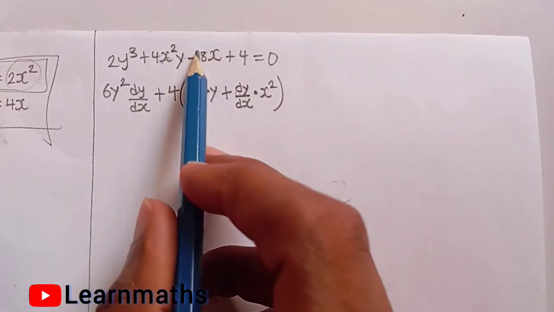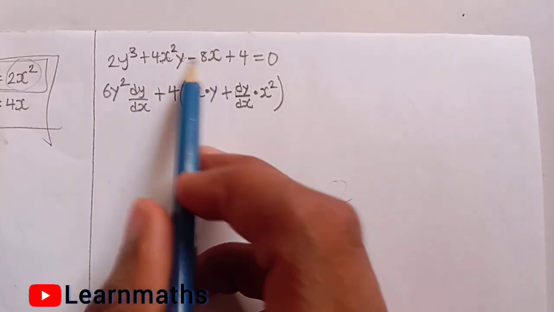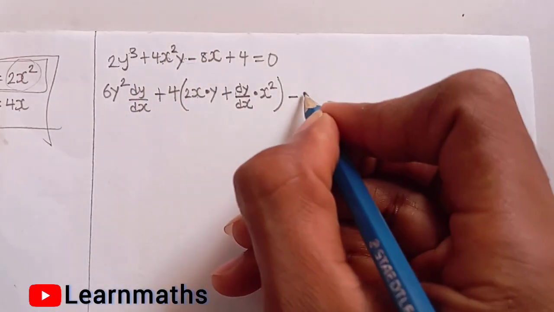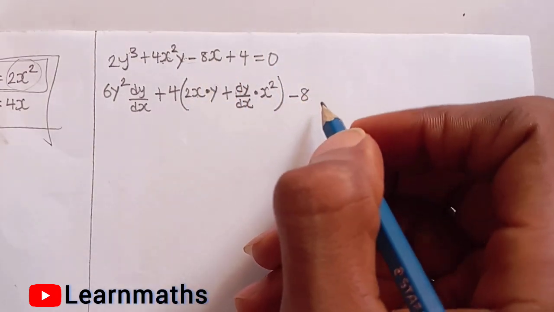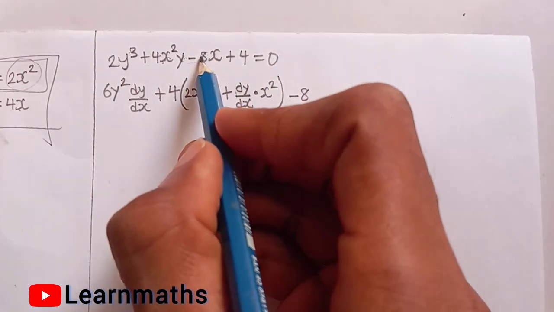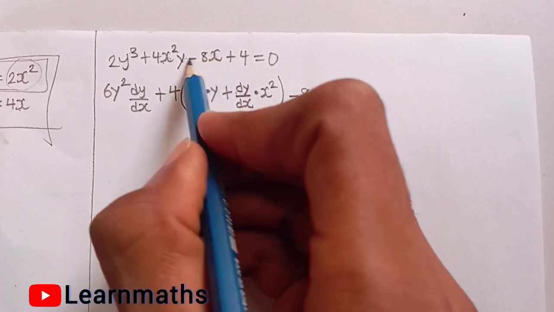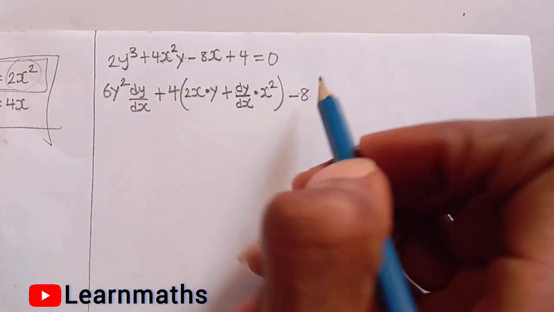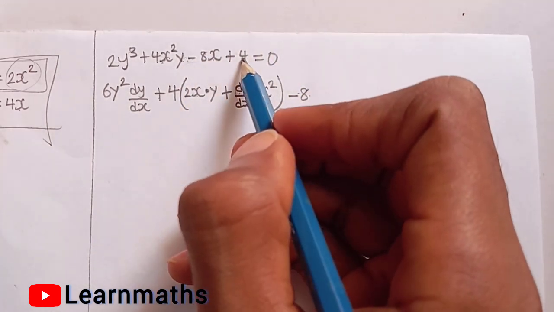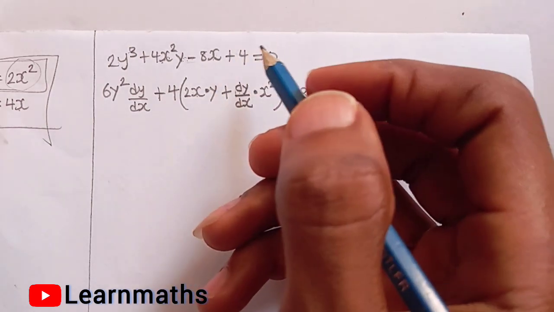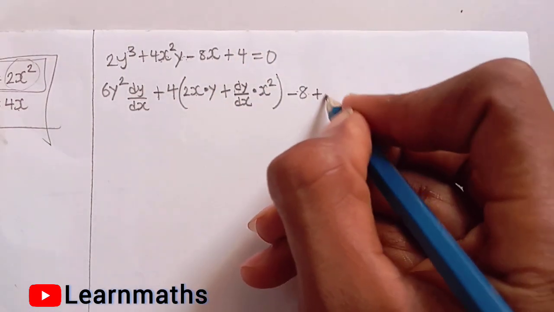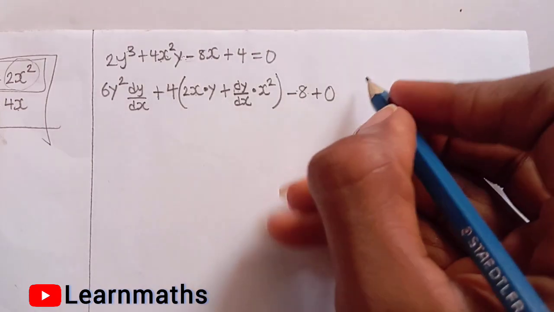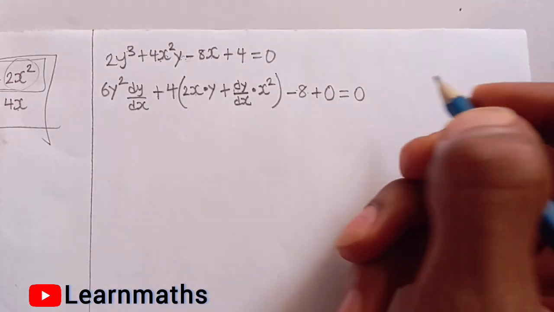Let's move on to the next term, negative 8x. There is no y attached to it, so there is no need to attach dy/dx. Just differentiate negative 8x and you get negative 8. Now this 4 is a constant, a number without variable, and its differential is going to be 0. We put down 0 there. Everything is equal to 0.